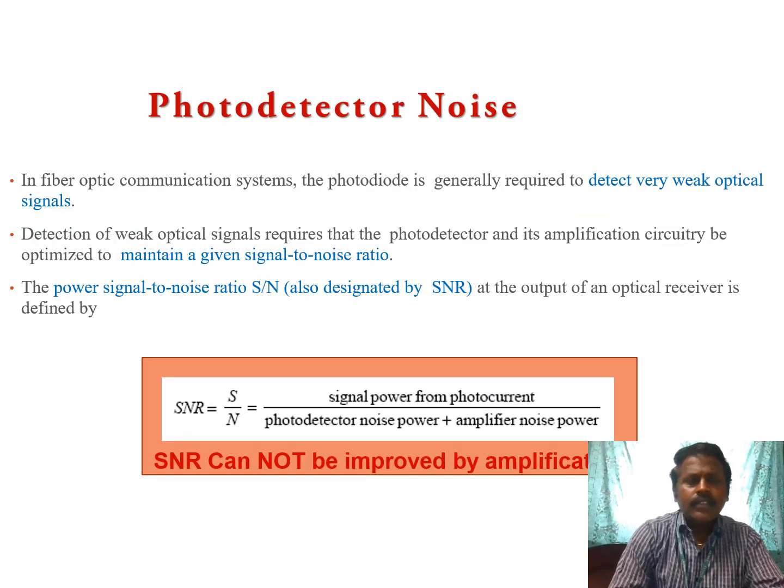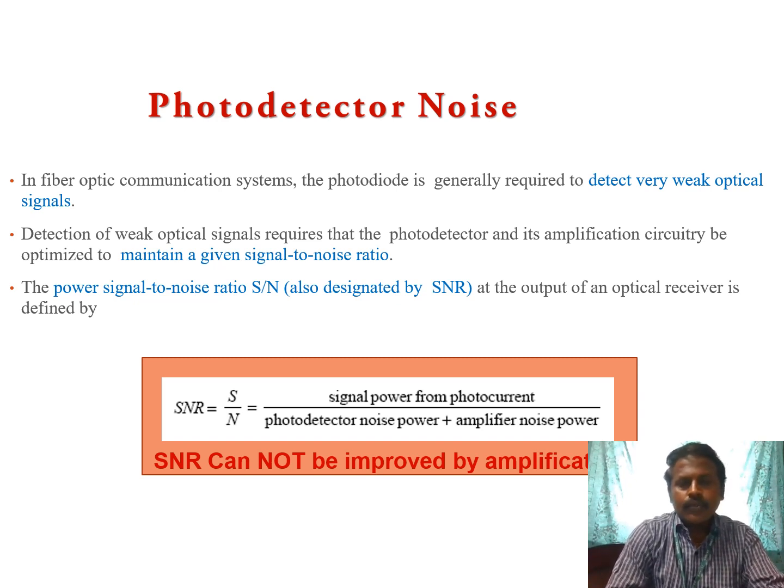Then photodetector noise. In a fiber optic communication system, the photodiode or photodetector is generally required to detect very weak optical signals. Detection of weak optical signals requires that the photodetector and its amplification circuitry be optimized to maintain a given SNR, that is, signal to noise ratio. The power signal to noise ratio, also designated by SNR, at the output of an optical receiver is given by signal power by noise power: the signal power from the photocurrent divided by the photodetector noise power, which is added with the noise produced by an amplifier.